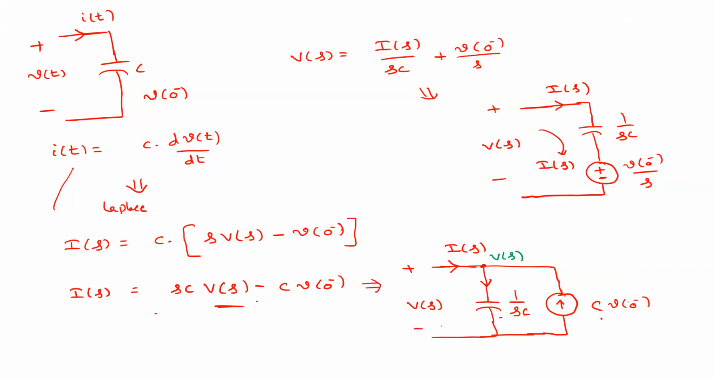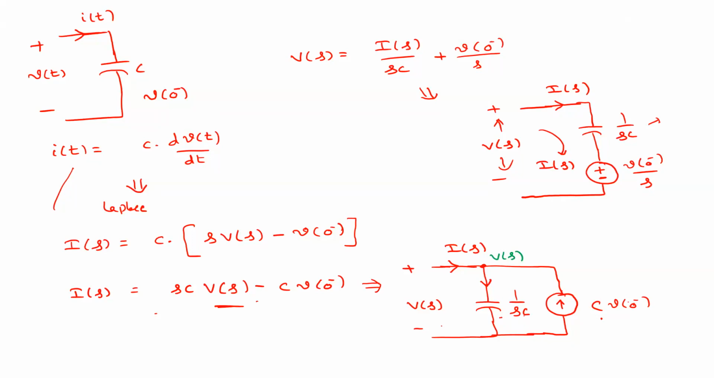Understood? So we can cross check here. V of S equals I of S into SC, so this is the capacitor in S domain, and this is V of 0 minus by S. Now we will treat this as a DC element. It is no longer a capacitor, but we represent it as a capacitor because it is derived from a capacitor, just to distinguish that. Understood?